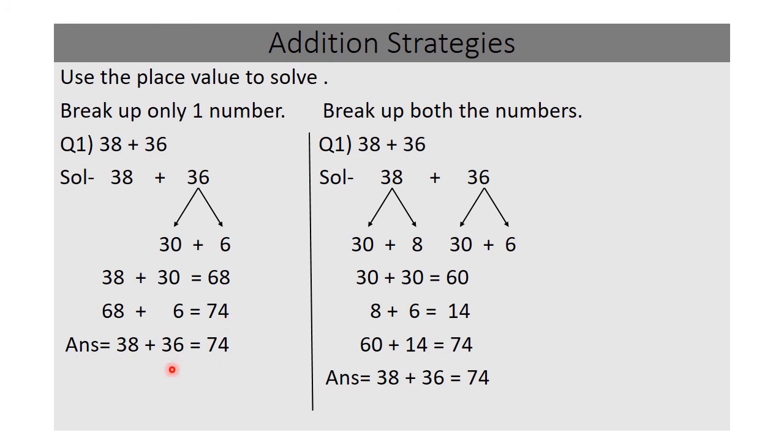So how have we got this sum? Here we have only broken up one number. Now there will be a question like this also, where you have to break up both the numbers and then do the addition. This is also very easy, you just have to take care of these steps. So in this case I am going to break up 38 and 36 as well according to their place value. So 38 can be written as 30 plus 8, whereas you can simply write 36 as 30 plus 6.